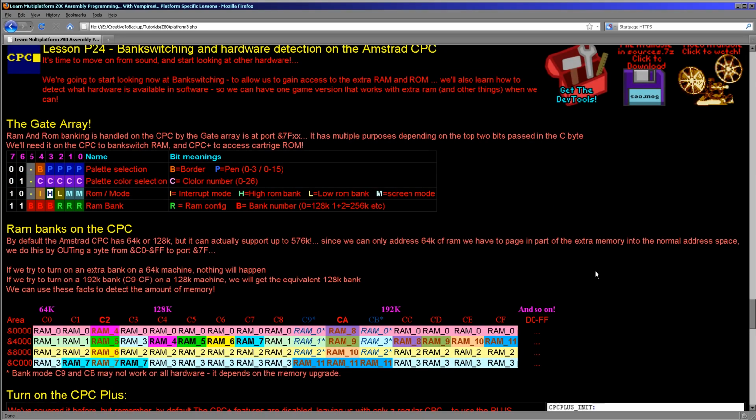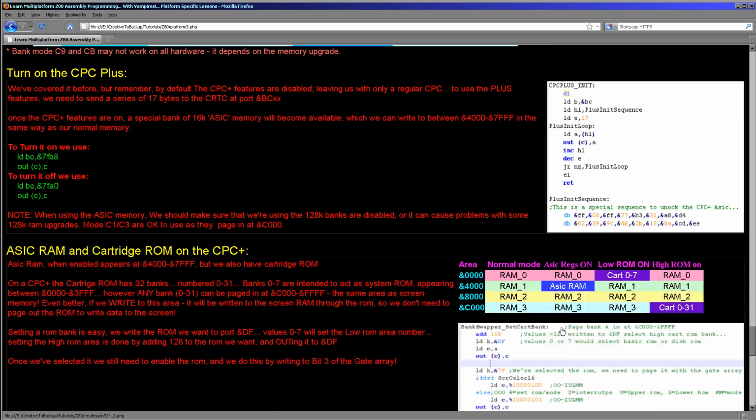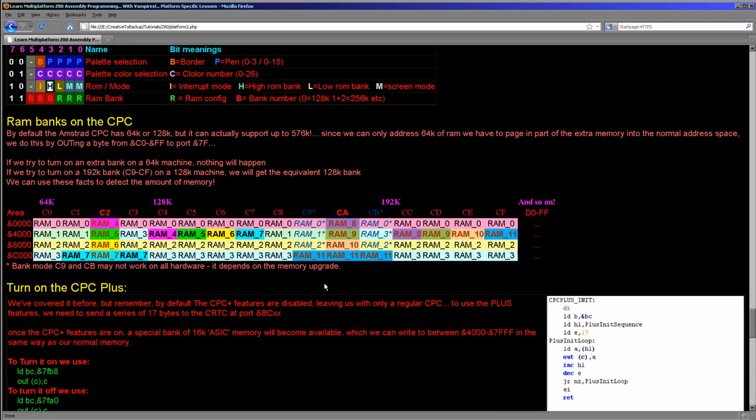Well, how are we actually going to detect it? Well, the procedure we're going to be using in all cases is very similar. The theory goes like this. What we do is we write a known value into the area around the 4000 area into the 64K of memory. We then page in the extra memory bank that we want to have, either one of the 128, 192 or the ASIC RAM. We then alter the byte at the position we just wrote to. We then page out that extra memory and we check what the byte contains.